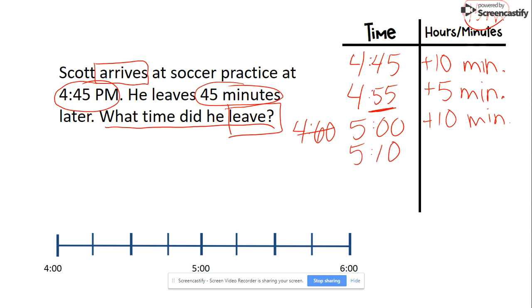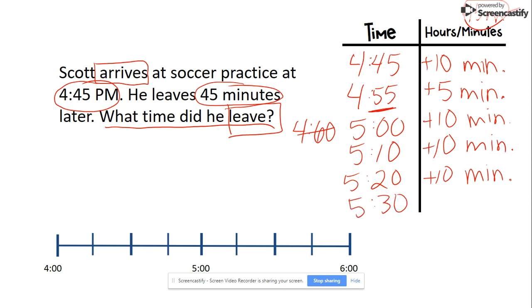So far, I've only added 25 minutes, so I'm going to keep adding by tens. 5:10 plus 10 minutes would put me at 5:20. I've added 35 minutes so far, and I need to add 45, so I'm going to add another 10 minutes, and that would put me at 5:30. I'm going to double check: 10, 15, 25, 35, 45. So I've added the minutes that I needed to from my problem.